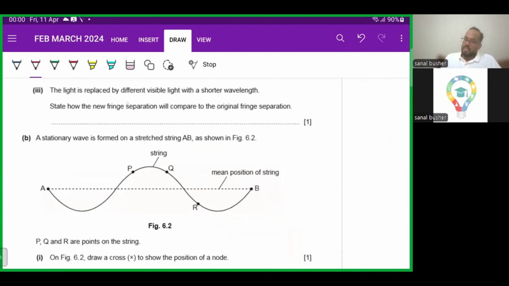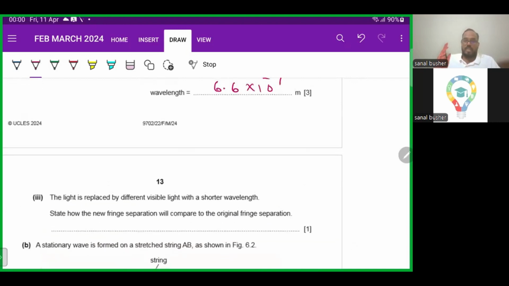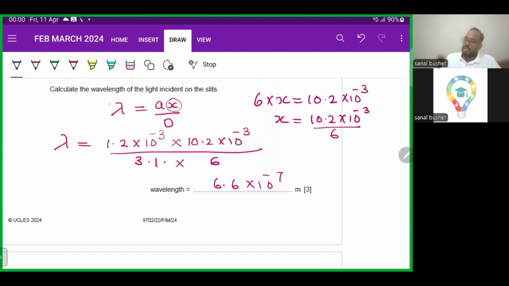The light is replaced with a different visible light of shorter wavelength. State how the new fringe separation will compare to the original fringe separation. Okay. So you can see that you are not changing the setup, everything is the same. You are changing only the light. So wavelength is decreased. You have the formula, wavelength you have reduced, right? So what happens to X? a and D you didn't change. That means lambda is directly proportional to X. If you are reducing lambda, what happens? X will also get reduced.